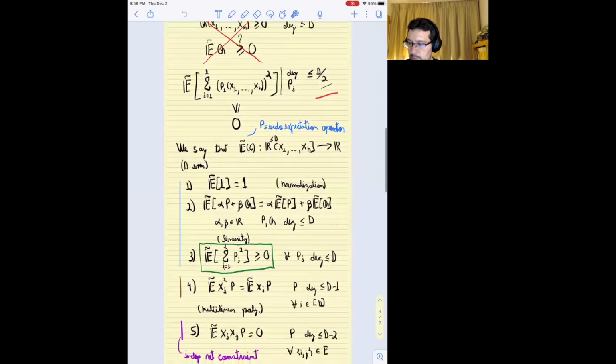And then we define more formally the pseudo expectation operator. The pseudo expectation of one should be one. It should be a linear operator, so if you're summing scalar multiples of P and Q, you have bilinearity. And you have this non-negativity on sums of squares.